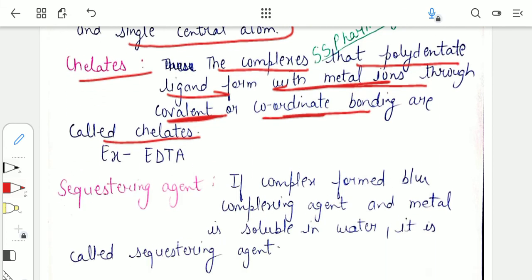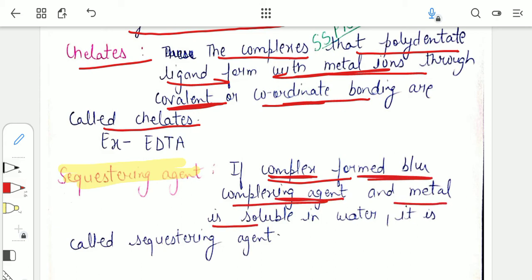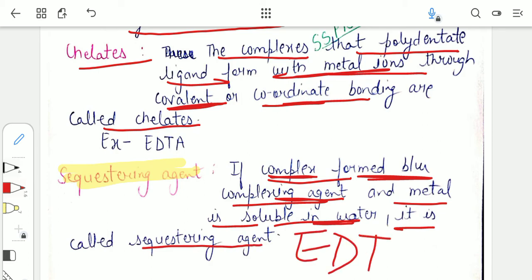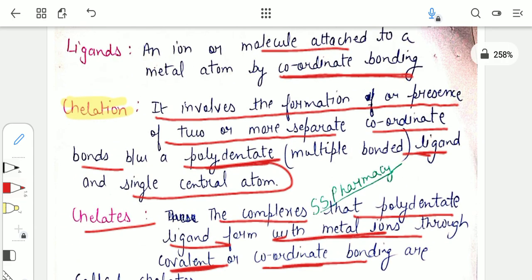Okay, so now there is another term which is known as sequestering agents. If the complex formed between the complexing agent and the metal ion is soluble in water, then it is known as a sequestering agent, and EDTA is also a kind of sequestering agent because it forms water soluble complexes. Okay, so this was all about complexometric titrations, the basic principle for it, and some other terms which are used in this.